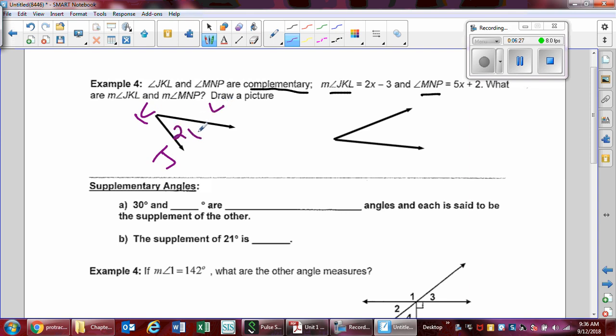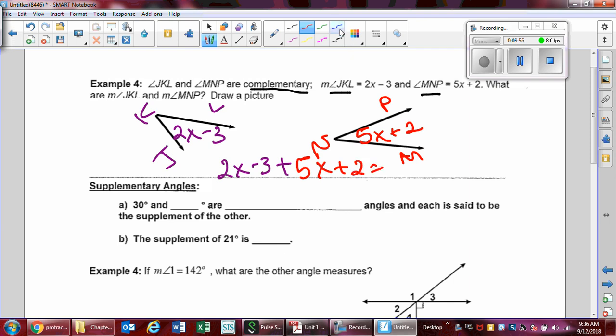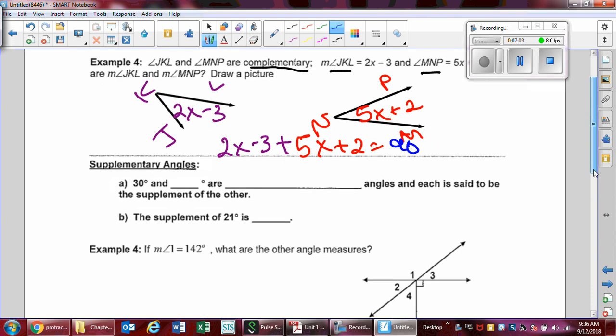JKL is 2x minus 3. And then I'm going to label this MNP as 5x plus 2. And you know they are complementary, so you can say I can take 2x minus 3 plus 5x plus 2. Because it says complementary, that means their sum has to be 90 degrees. Okay, and then you just solve it. So the solving part is all your algebra skill.